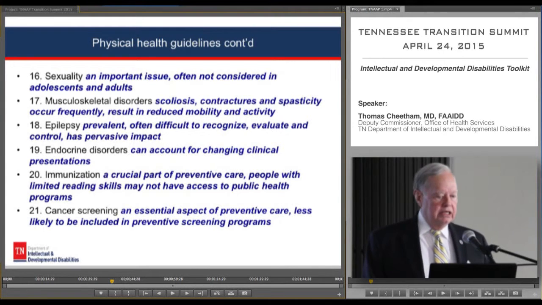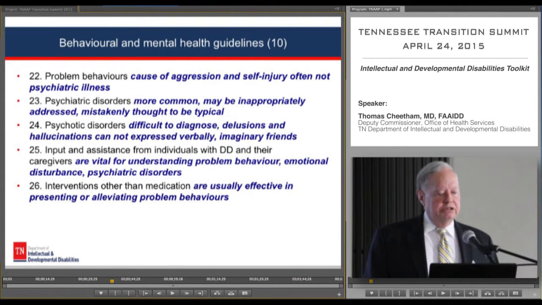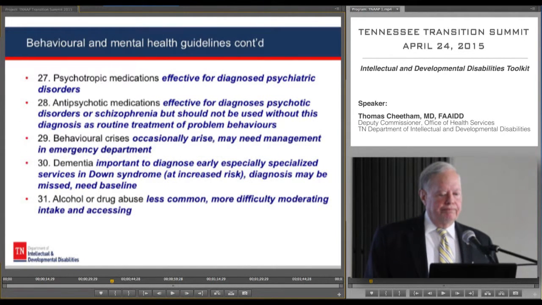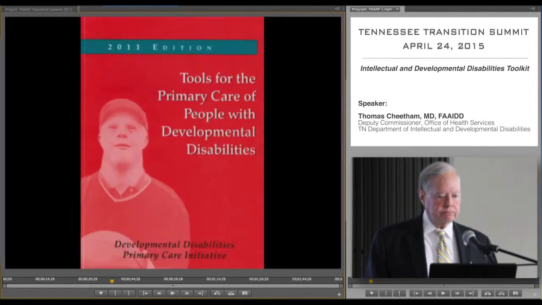We ignore sexuality, at least often in adults. Epilepsy I've mentioned. And you see here some of the psychiatric guidelines. Again, that baseline, and I'll mention more about this when I come to the tools. We know these psychotropics are overused in this population.